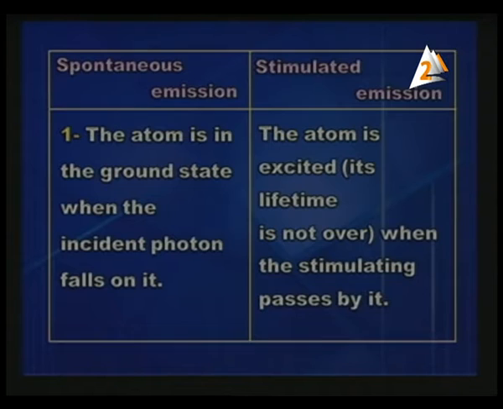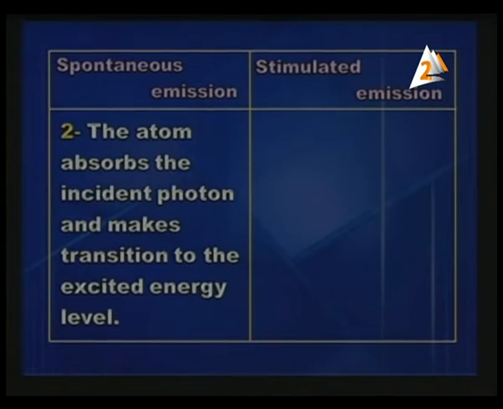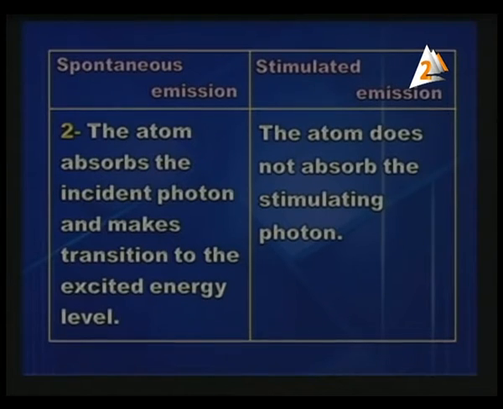The atom is in the ground state when the photon falls on it. In stimulated emission, the atom is excited. The atom in spontaneous emission absorbs the incident photon and makes a transition to the excited energy level. So the incident photon is absorbed in spontaneous emission, but the atom does not absorb the stimulating photon in stimulated emission. This is another point of difference.